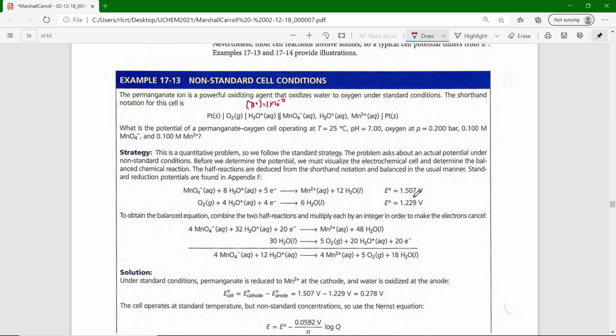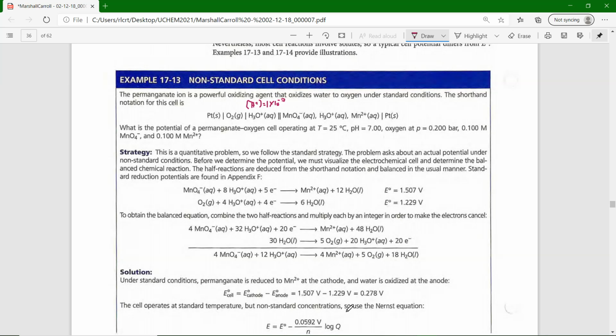You just take the entry values though, 1.507 minus 1.229, so it's 0.278. When we're balancing it, these are both balanced. You flip this around, and then you got to find the lowest common multiple of 5 and 4, which is 20. So you multiply all this by 4, all this by 5, and you got H2Os all over the place, but they cancel out partially, and you end up with 48 minus 30, 18 H2Os on the right. So here's my reaction. Balanced: 4MnO4 minus plus 12H3O plus goes to 4Mn2 plus plus 5O2 plus 18H2O.